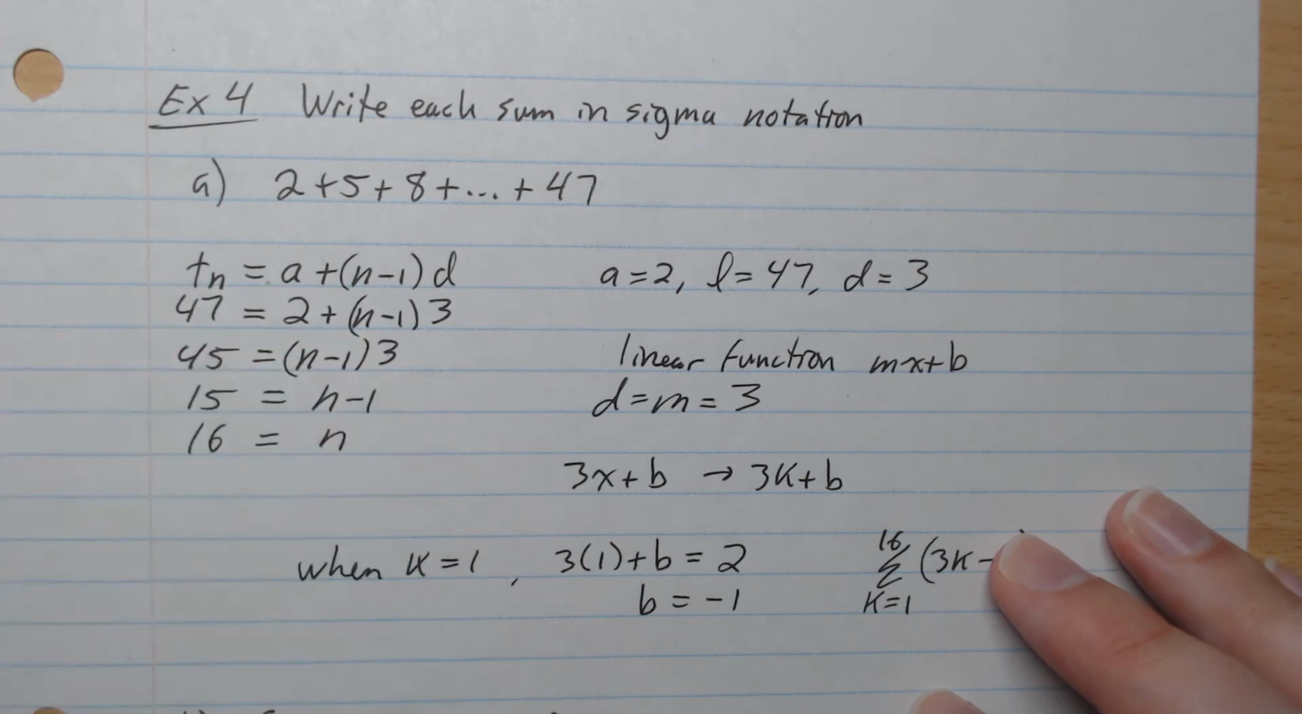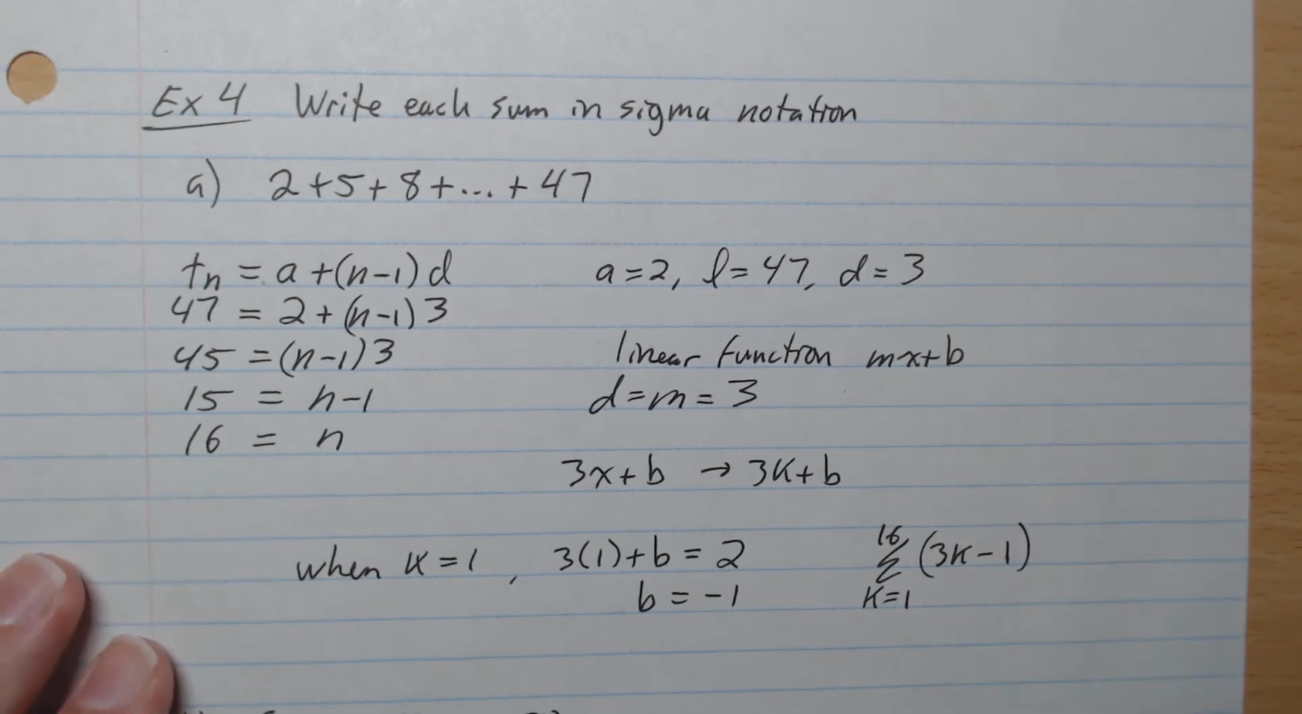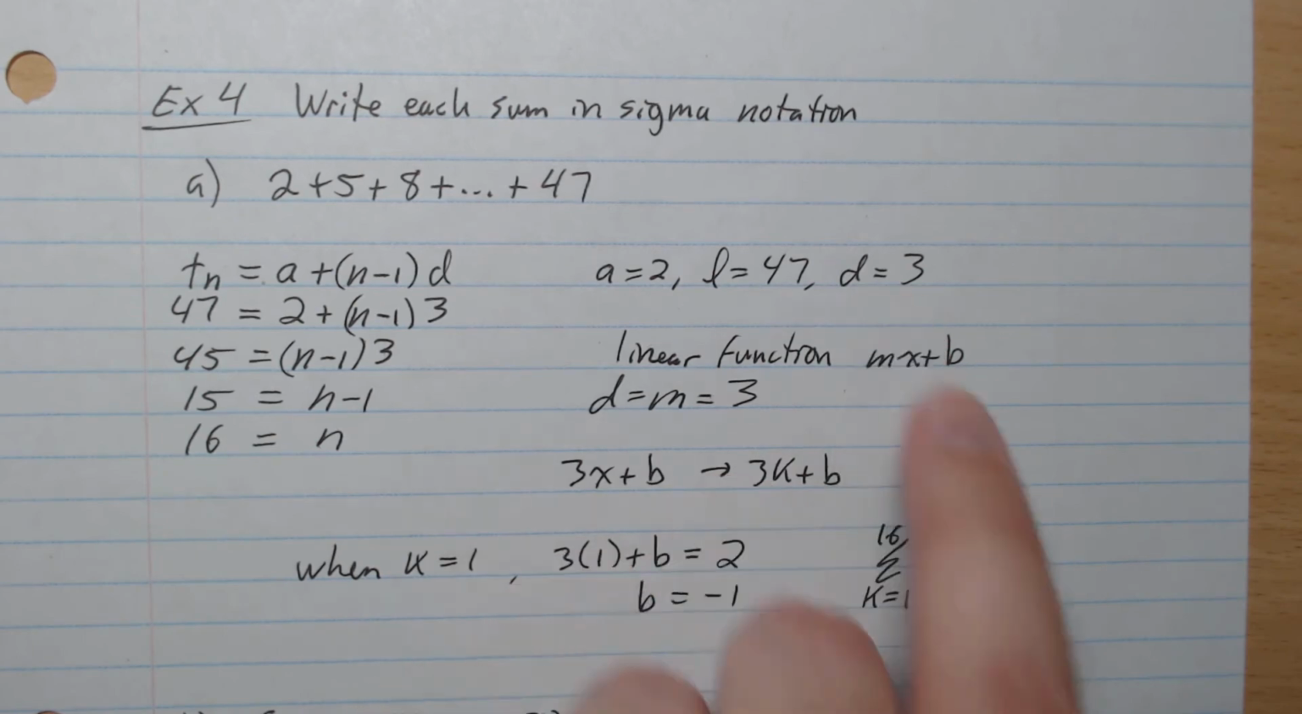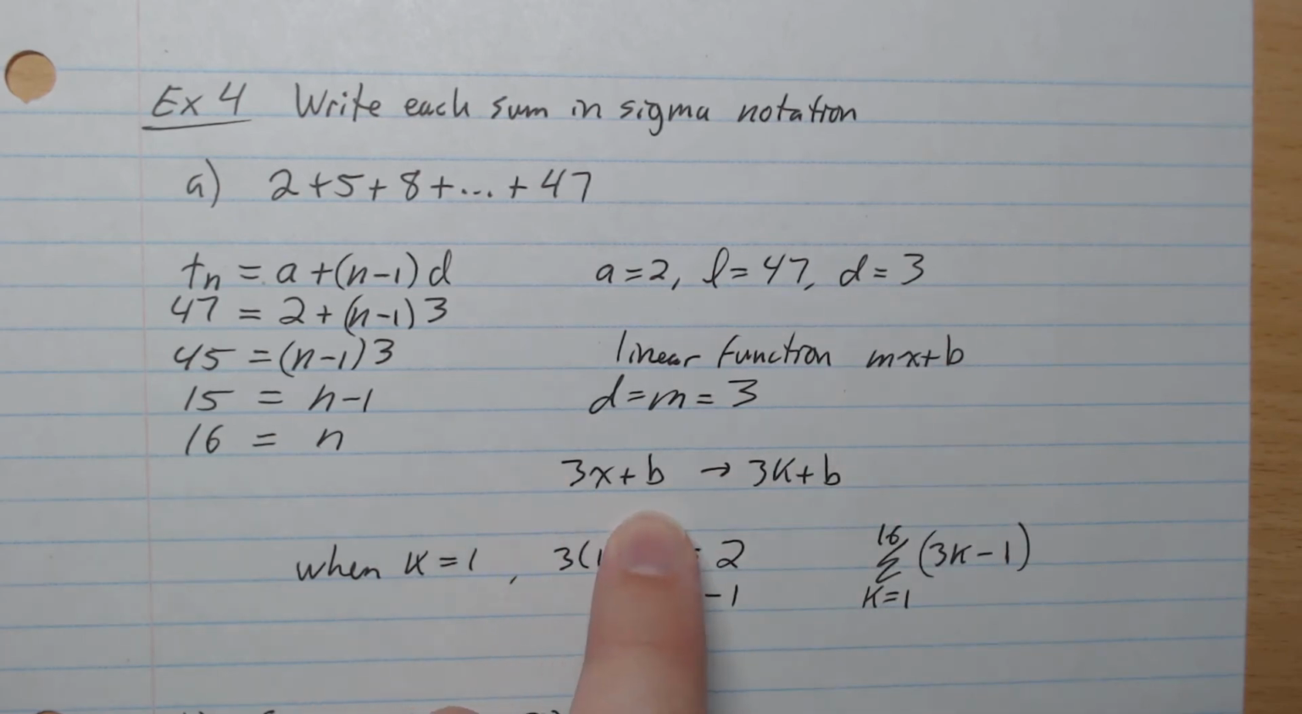So we're going to go minus 2 to both sides, divide by 3 to both sides, plus 1 to both sides, and so N equals 16. So our sum is from 1 to 16, like that. We know it's a linear function, mx plus b. So that m is our d value. So it's 3x plus b like that. Or how we usually write it is 3k plus b when it comes to sigma notations.